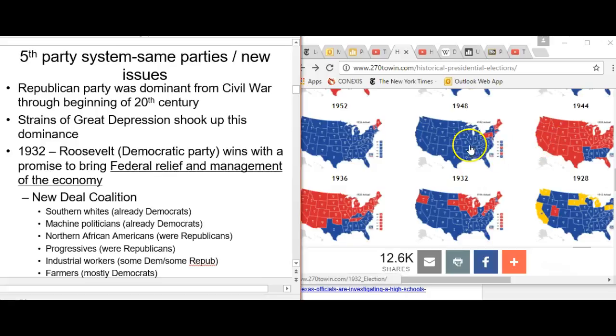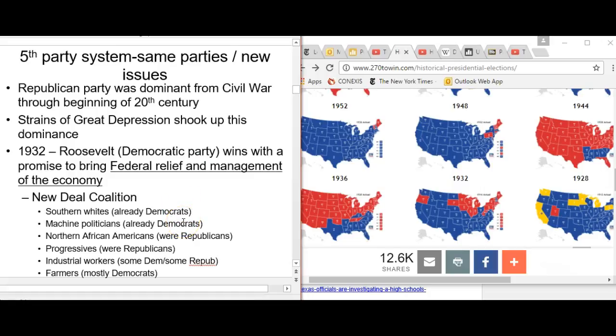Now, the shift from here to here is what we call the New Deal coalition. There were lots of groups that came and ended up voting Democratic in this election that didn't vote Democratic before. And over time, they end up staying Democratic, and that's why we call this another realignment. Members of the New Deal coalition included Southern whites who were already Democratic. And FDR worked very hard his entire presidency not to do anything that would alienate the white South, because they were the most loyal voting bloc for his party.